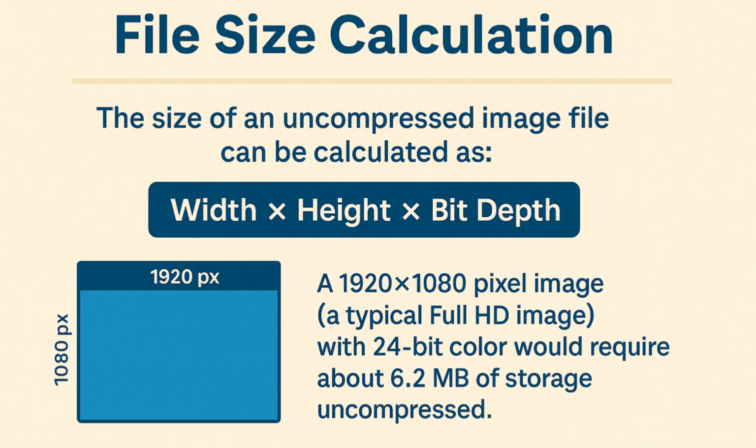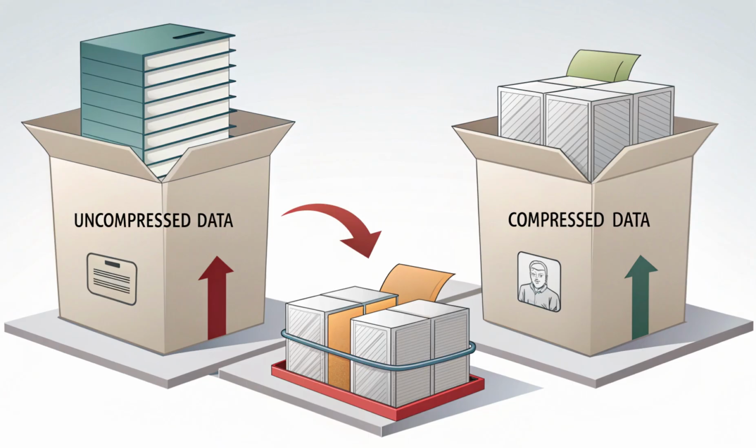The size of an uncompressed image file can be calculated as width times height times bit depth. So a 1920 by 1080 pixel image, a typical full HD image with 24-bit color, will require about 6.2 megabytes of storage uncompressed. This is why we use compression techniques like JPEG, PNG, and GIF to reduce file sizes by finding patterns and redundancies in this pixel data.